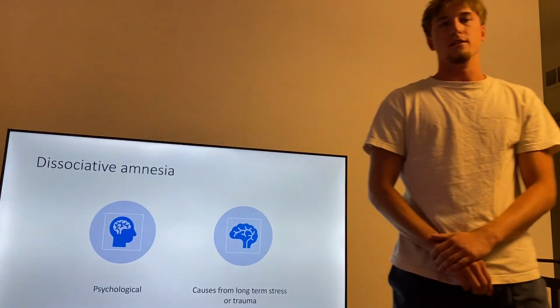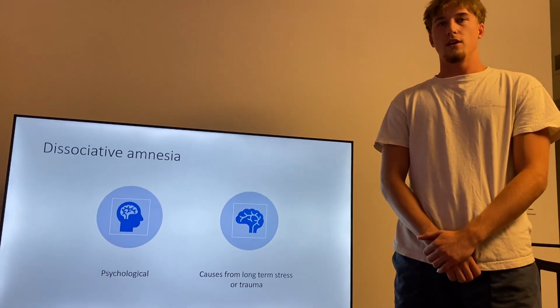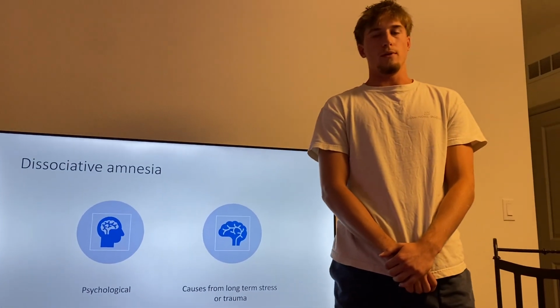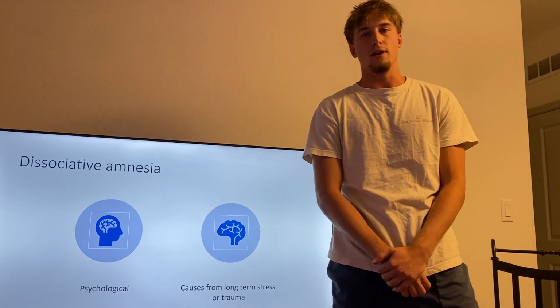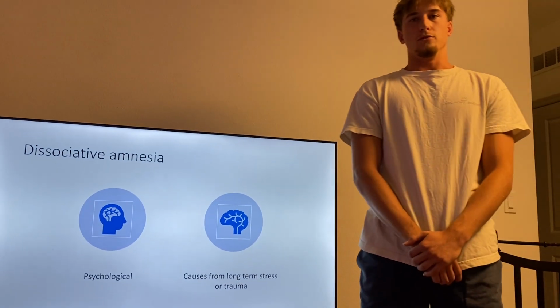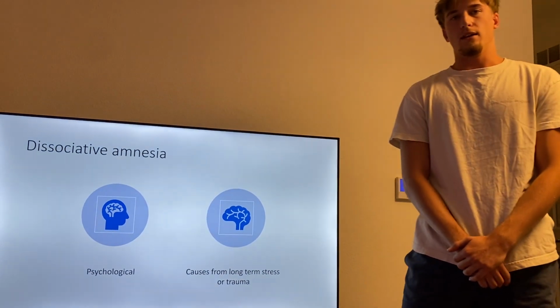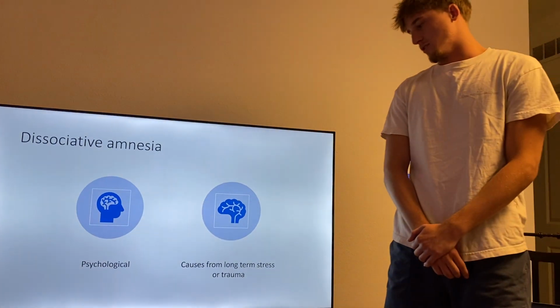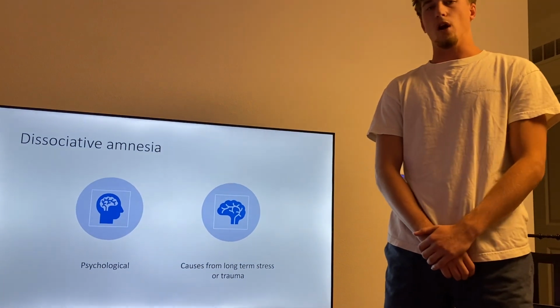Moving on to dissociative amnesia. An example of this would be how one may not remember important personal information due to past trauma leading up to that. It's psychological and is caused by long-term stress or trauma.